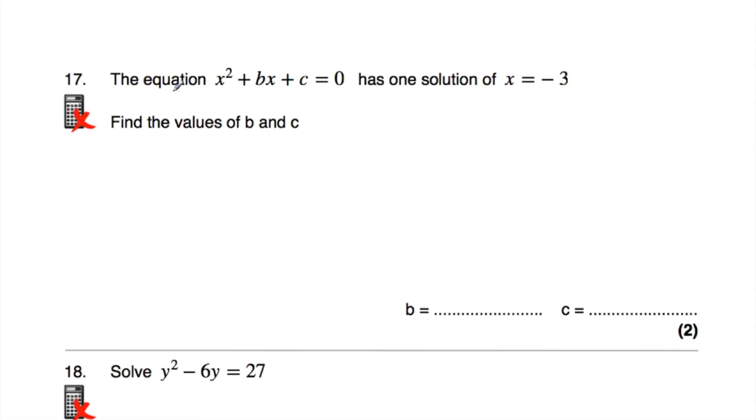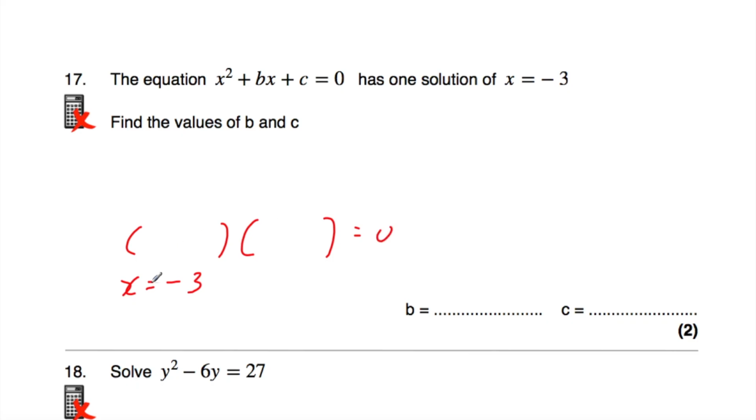Question number 17 is a similar question where we've got the quadratic x squared plus bx plus c equals 0. And it's got one solution of x equals negative 3. In other words, that's a repeated root. It's the same solution twice. We've been asked to find the values of b and c. So we've got this quadratic we want to find, but we know the solution is x equals negative 3. Because it's a quadratic, we know there's going to have to be two brackets. So that means it's what we call a repeated root. So it's going to be the same bracket twice.